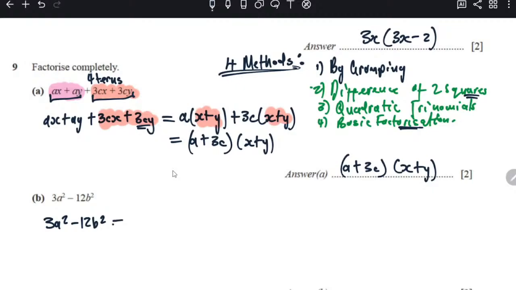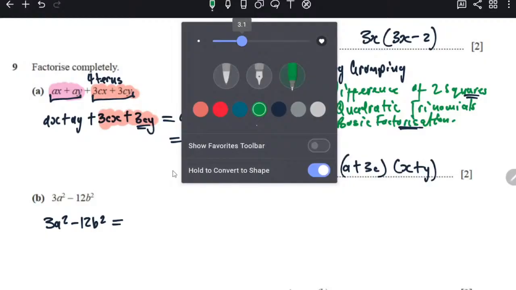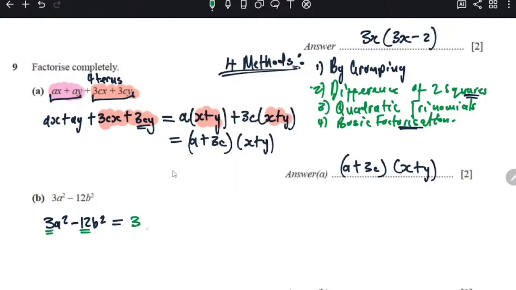You do basic factorization. What does basic factorization say? Look for a number that is common, which is 3. 3 can go into 3 and into 12. Then you look for a letter which is common, there is none, so you open your bracket. 3 divided by 3 is 1. Anything for a squared? No, so it comes back as an a squared. Then minus, here we have 12. 12 divided by 3 becomes a 4. Anything for b squared? No, so it becomes b squared. So this is what we have now. But now let me tell you something.